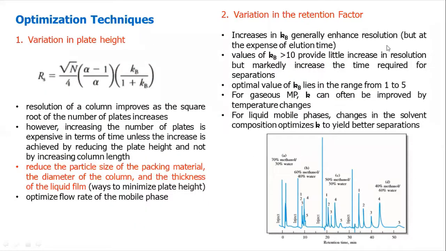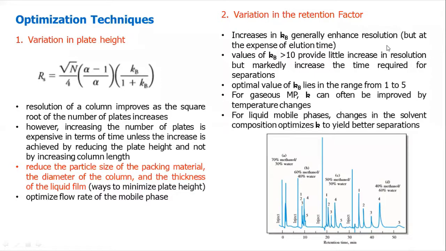Optimization techniques. First is the variation in plate height. The resolution of a column improves as the square root of the number of plates increases. So meaning, if you increase the number of plates, the resolution of the column also improves. However, increasing the number of plates is expensive in terms of time, unless the increase is achieved by reducing the plate height and not by increasing the column length.